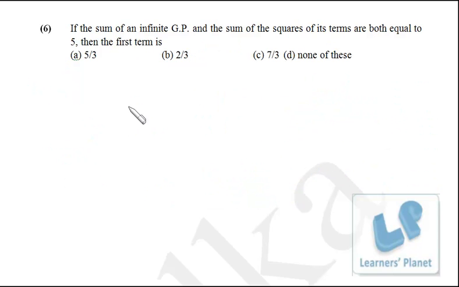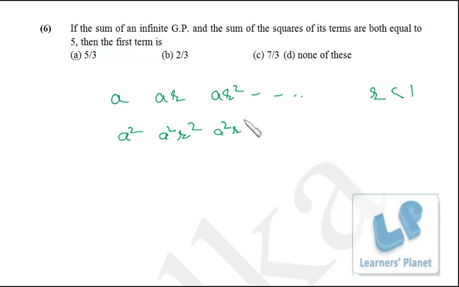If the sum of an infinite GP and the sum of the squares of its terms are both equal to 5, then the first term is... Okay, I assume the GP to be a, ar, ar square. Since it is an infinite GP, that means r is less than 1, right? And if the sum of an infinite GP and the sum of squares of its terms, so this, the other GP, are both equal to 5.